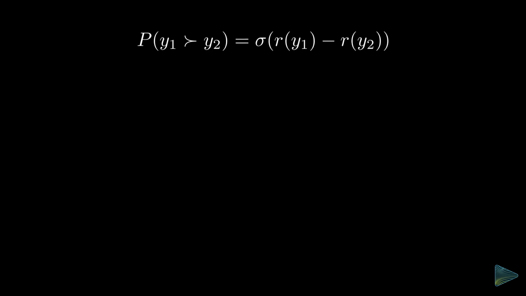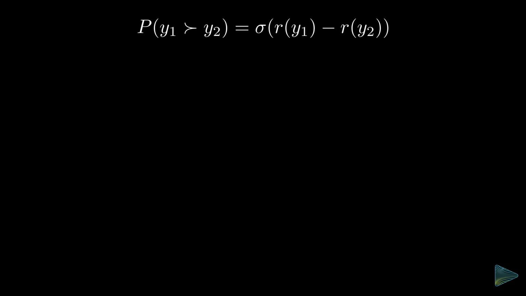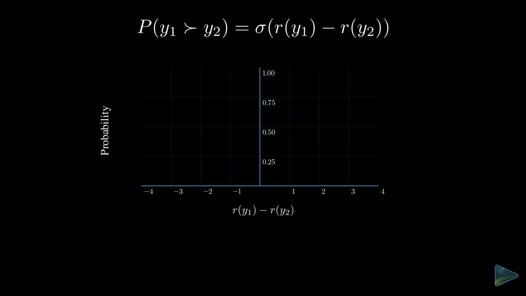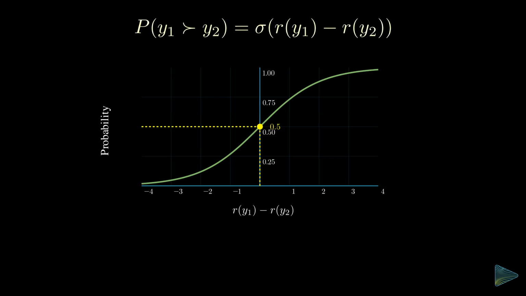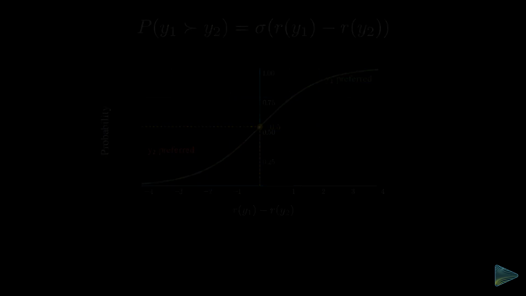We can rewrite the Bradley-Terry formula using the sigmoid function. The probability of preferring y_1 over y_2 equals sigmoid of r of y_1 minus r of y_2. This sigmoid curve shows how the preference probability changes with the reward difference. When the difference is 0, the probability is 50%. When y_1 has higher reward, the probability increases. When y_2 has higher reward, the probability decreases. Only the difference matters. What does this mean intuitively?